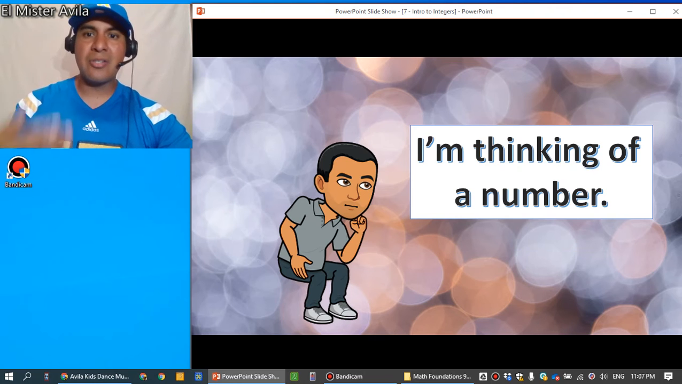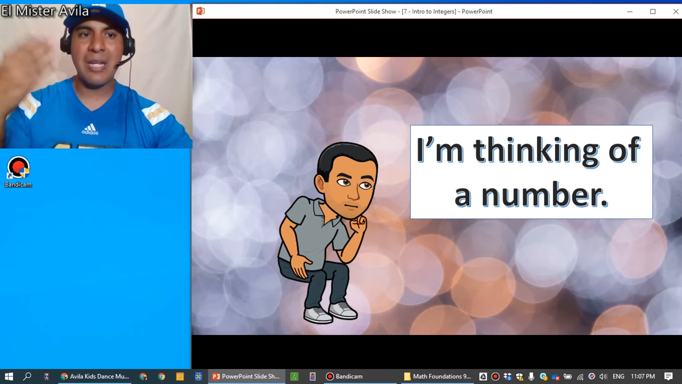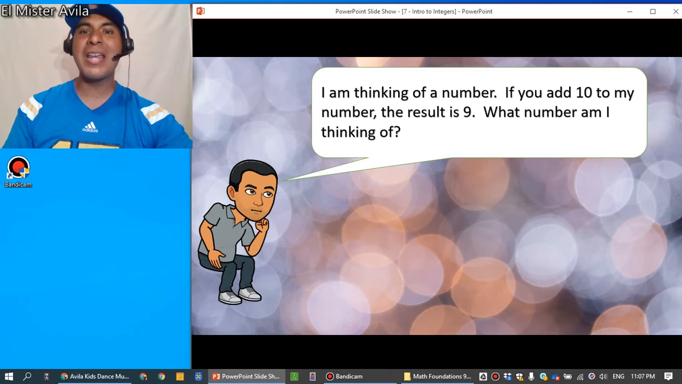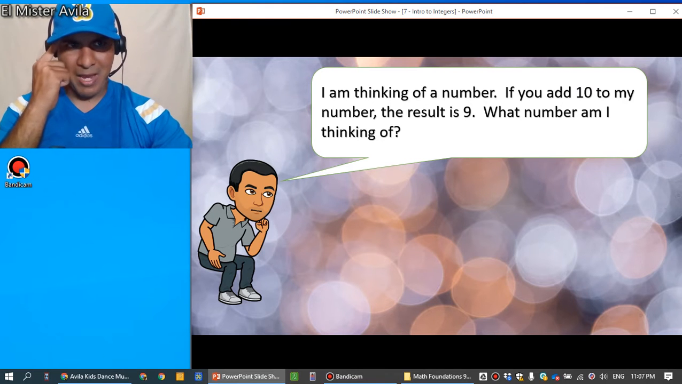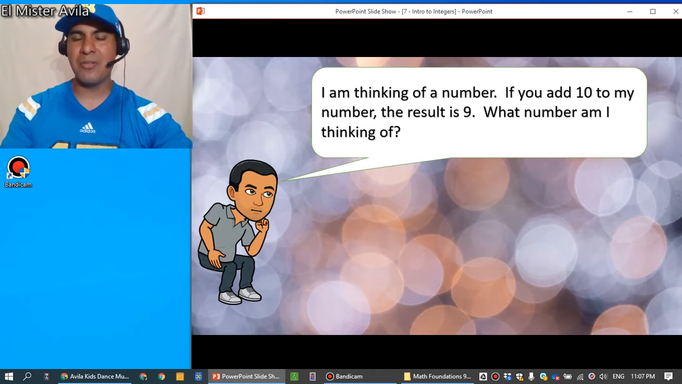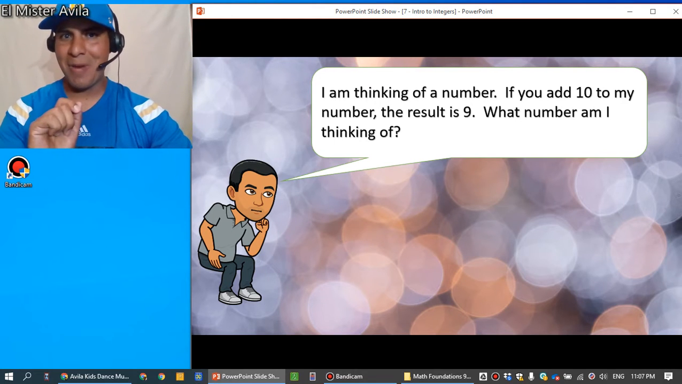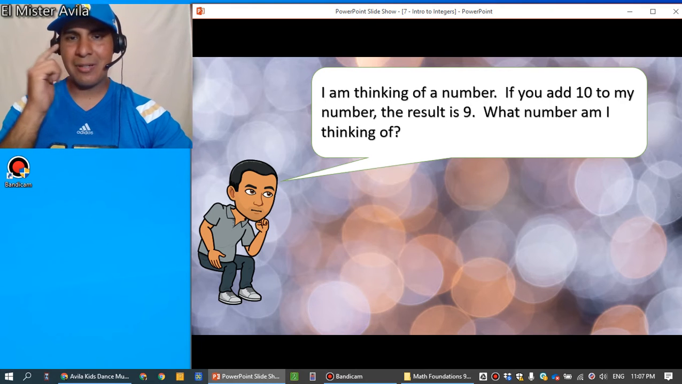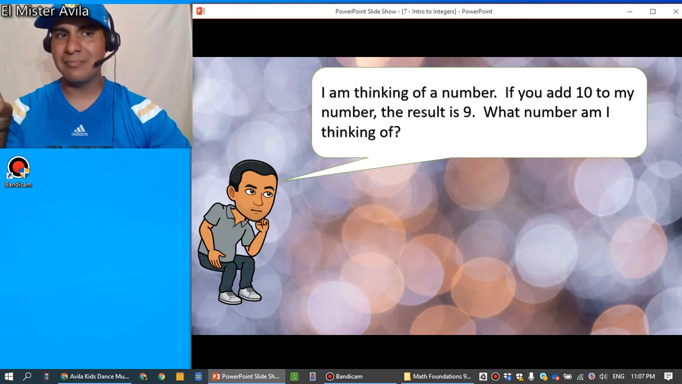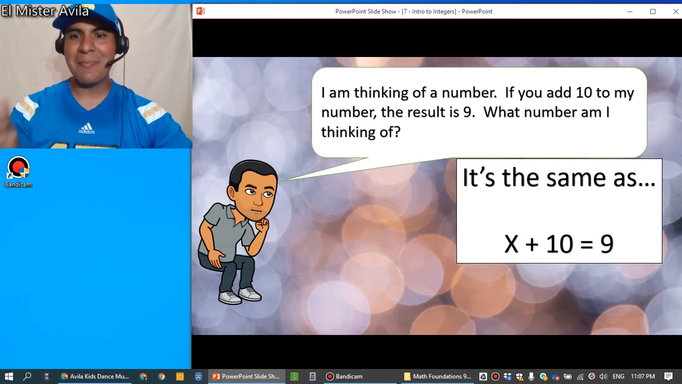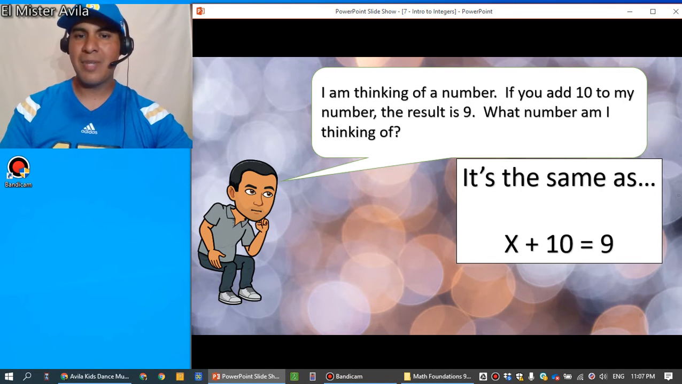So in order to understand integers, first let's do a little review of an "I'm thinking of a number" problem. I'm thinking of a number. So I have a number in my head. If you add 10 to my number, the result is 9. What number am I thinking of? Did you hear me right? I'm thinking of a number. If you add 10 to my number, the result is 9. What number could it be? That's the same as saying this: some number, x, plus 10 is equal to 9. What number am I thinking of?